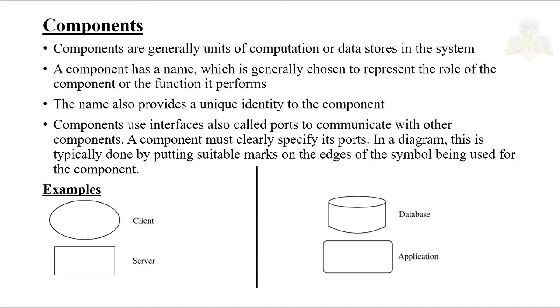The examples of components are clients, servers, filters, etc. The client would be represented as an oval, the server as a rectangle, and the database and application would be represented in this manner. Suppose whenever you are drawing or building an architecture, you might come up with n number of clients or n number of applications in a single system itself. Then how do you do it? The shape of that particular component would remain the same, but the naming would be different. That's why it is said here that a unique identity has to be given to the components.